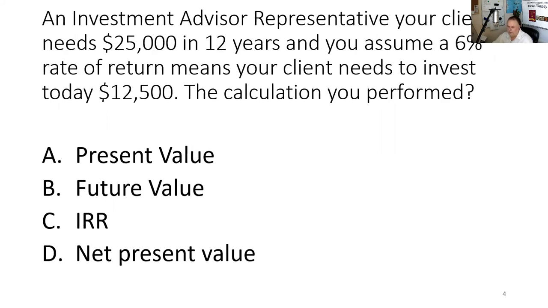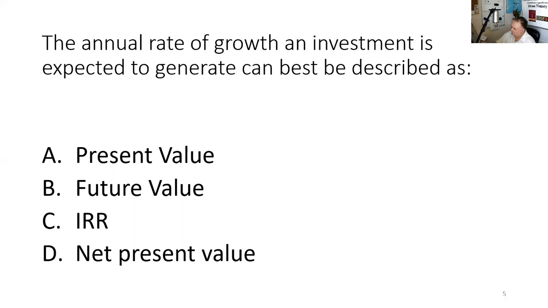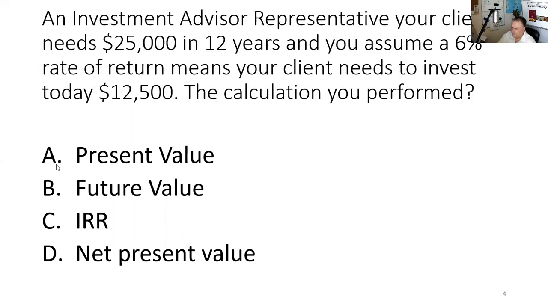An investment advisor representative, your client, needs $25,000 in 12 years. You assume a 6% rate of return, which means your client needs to invest today $12,500. To figure that out, what calculation did you use? Well, once again, you used the present value calculation, right?